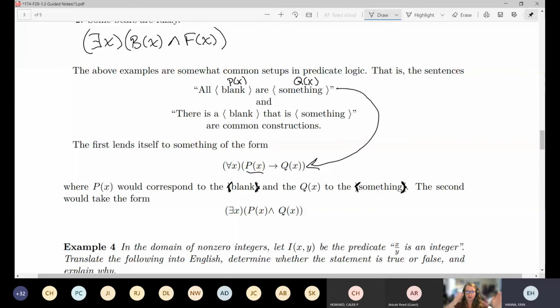So if you have there is a P of X that is Q of X, that will turn into the construction there exists P of X and Q of X. So again, the for all kind of pairs up with the implication, and the there exists kind of pairs up with and, they're kind of buddies. So I'm going to stop there, and we'll see some more examples of this idea on Thursday.